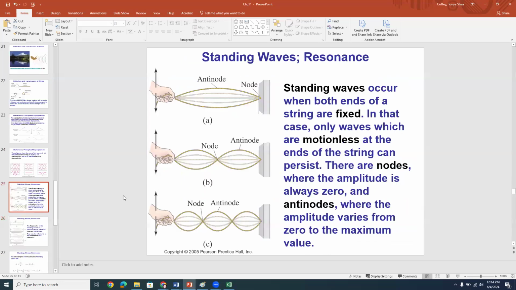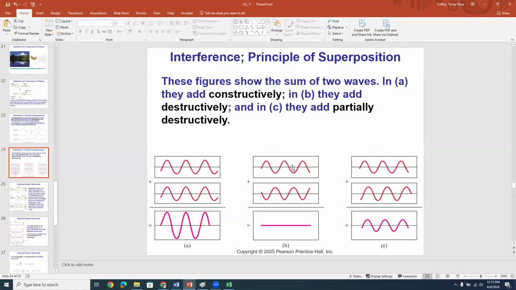Now, because of superposition, if you have a bunch of waves in a confined space, then you get what's called standing waves or resonance. So standing waves occur when both ends of a string or a medium are fixed. And in that case, only waves which are motionless at the ends of the string end up persisting. So you end up having, for example, constructive and destructive interference. At the end, the perfectly constructive interference will win out. Everything else will eventually sum to 0.